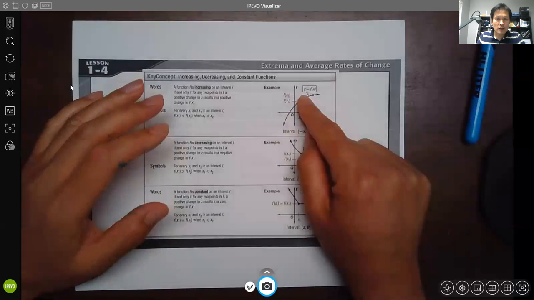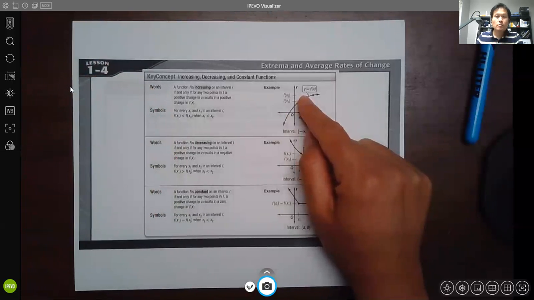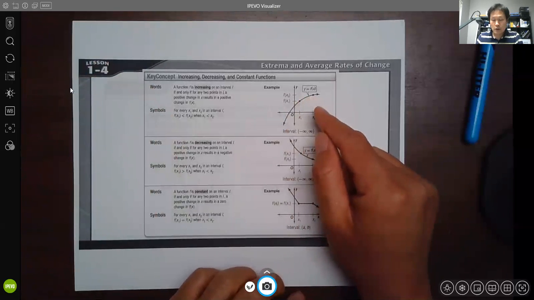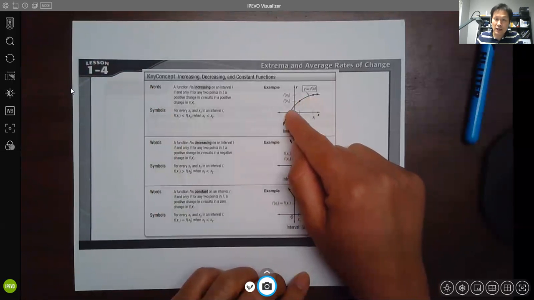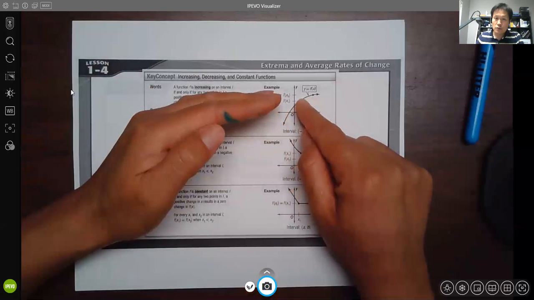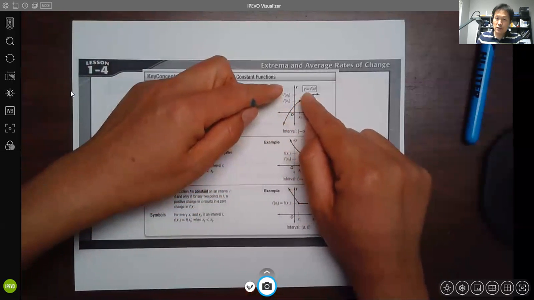When you talk about increasing, decreasing, constant, one thing you have to be careful about: please trace your graph to the right. You're going to move from left to right, then observe what happened to the y value. So as you move to the right, what happened to the y value? The y value is getting increase, increase, increase.